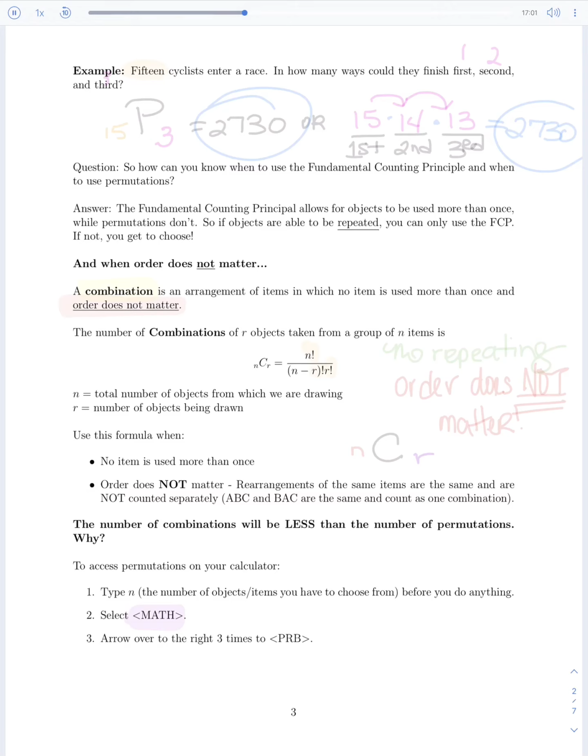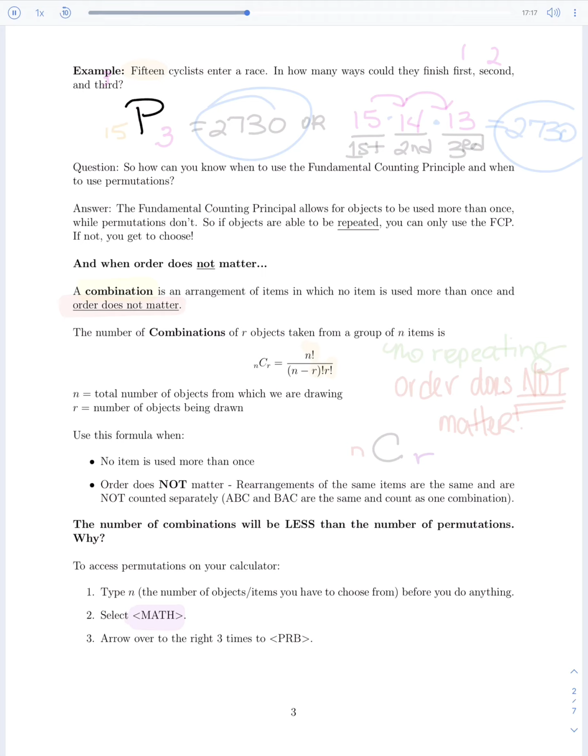15 cyclists enter a race. In how many ways could they finish first, second, and third? So again, you're creating an order. It's just first, second, and third place is kind of your order here. So you could still do a permutation.